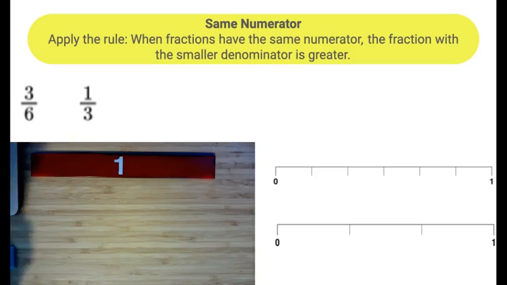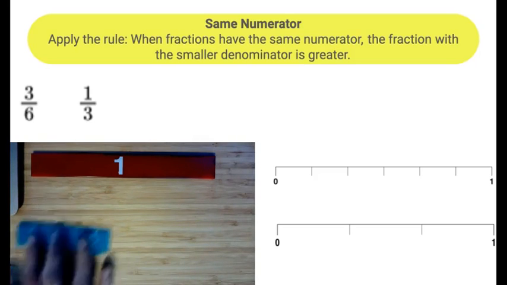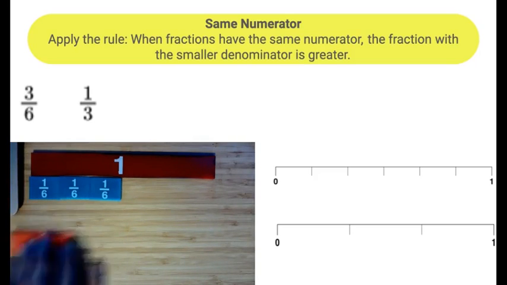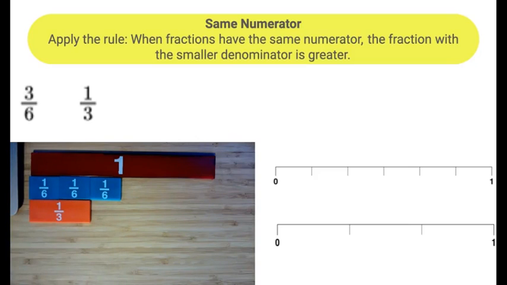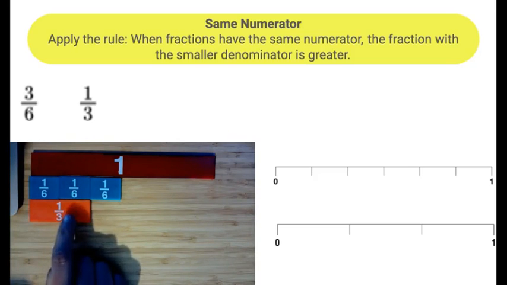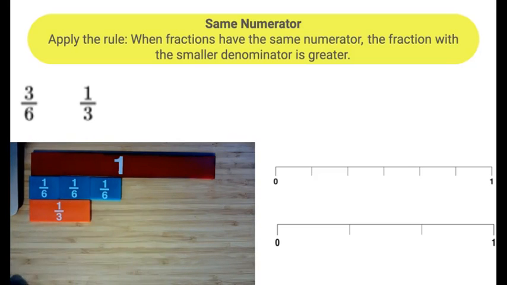Here is a non-example for this rule. If I want to compare 3/6 and 1/3, I cannot follow the rule that the fraction with the smaller denominator is the larger fraction. 1/3 is not more than 3/6.